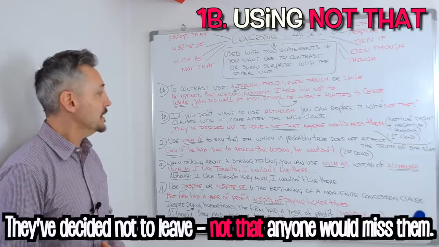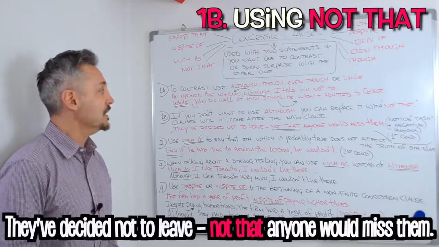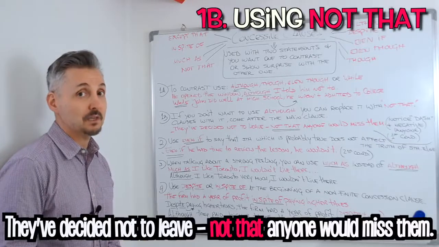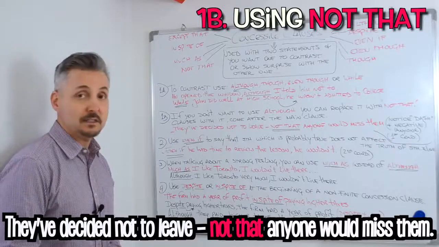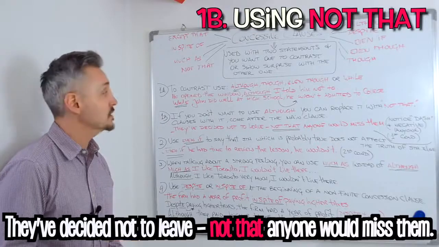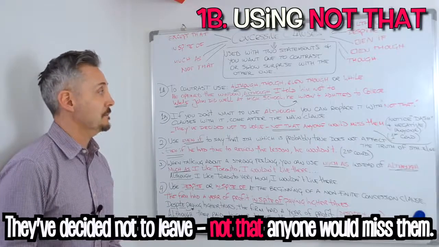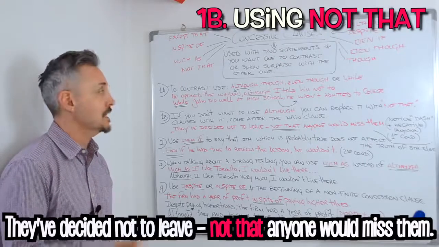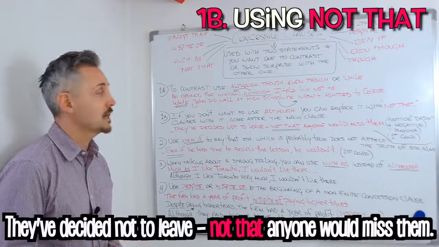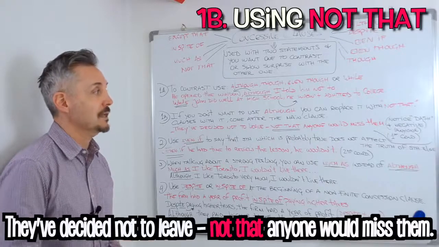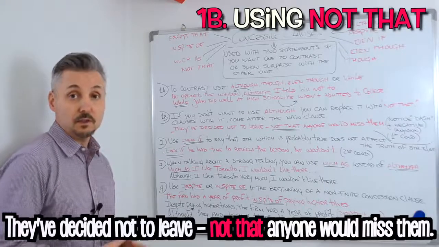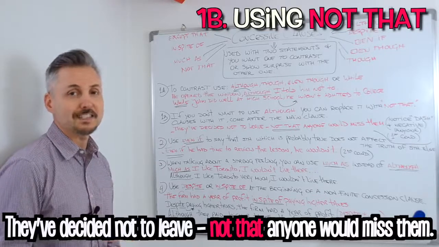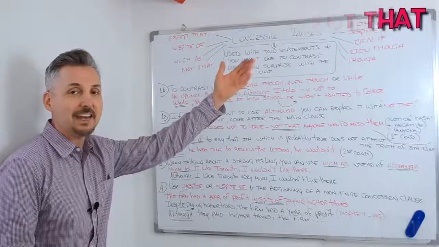So let's take a look at this sentence. They've decided not to leave. And then we have a dash. Dash is important here. Not that, and here is the concessive clause. Anyone would miss them. Not that anyone, so that's a negative statement. Anyone, because we have anyone. Not that anyone would miss them. Is also the first conditional, right? If you wish to watch a lesson or 2 lessons about the first conditional, you may click here.